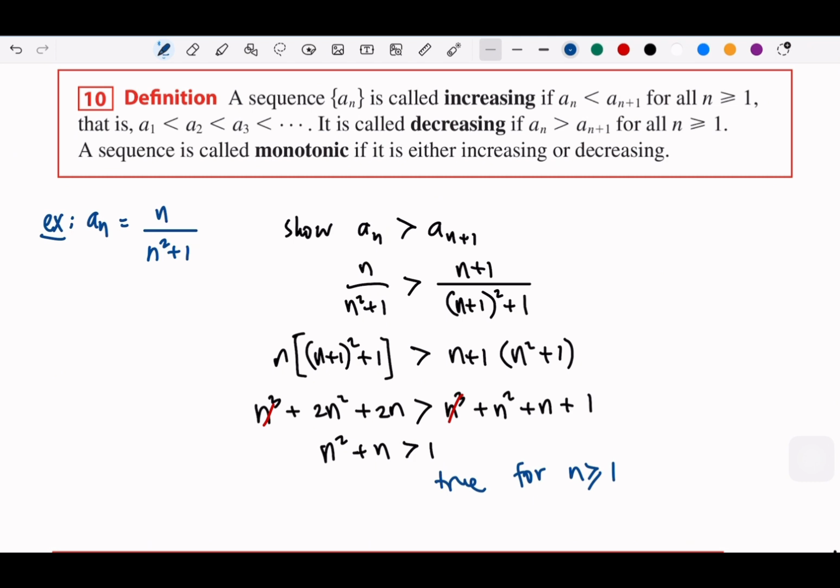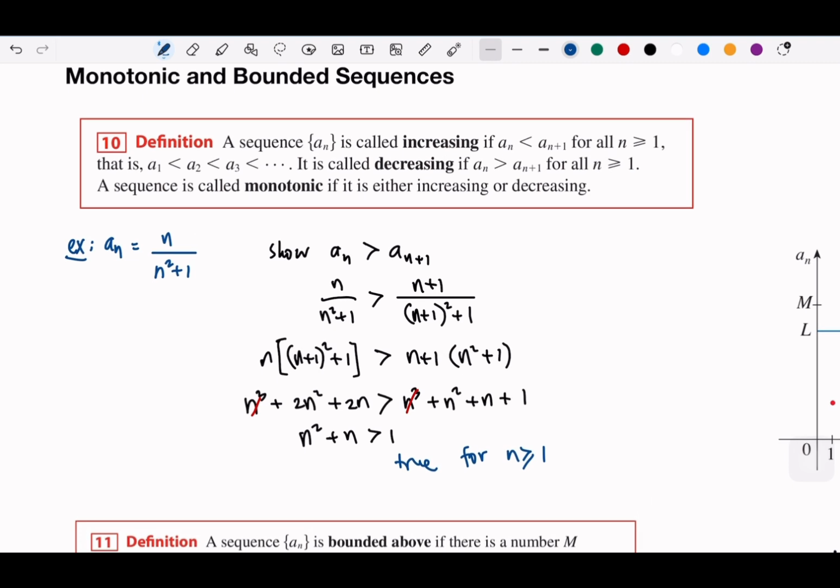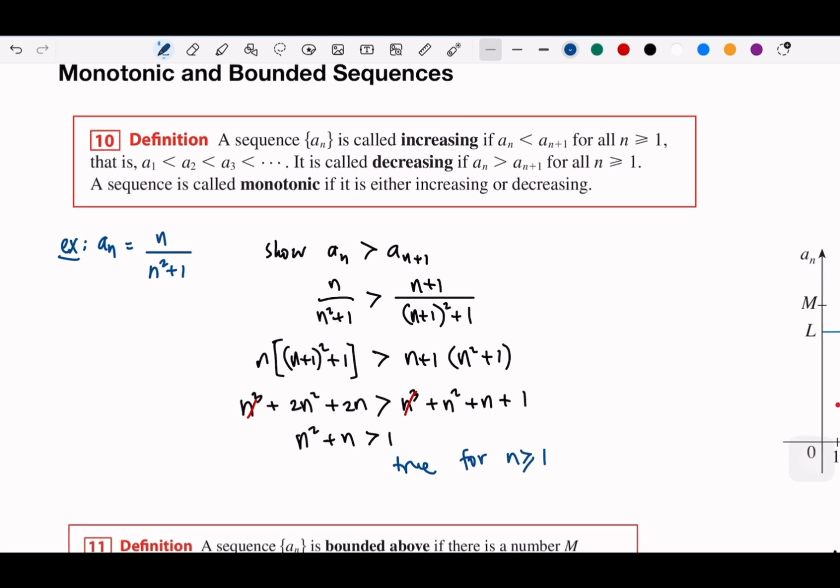So at the end we need to write the conclusion, and I think this will be very important in chapter 11. Write a conclusion that since a_n is greater than a_(n+1), then a_n is decreasing.